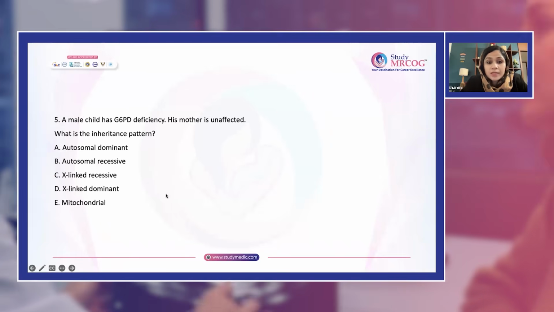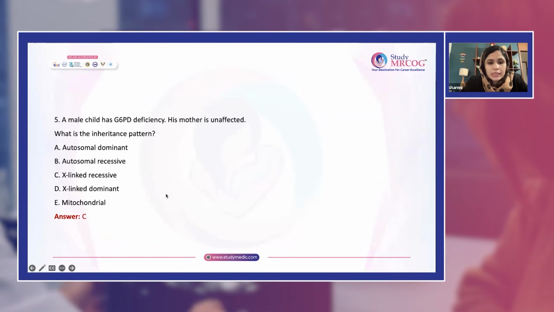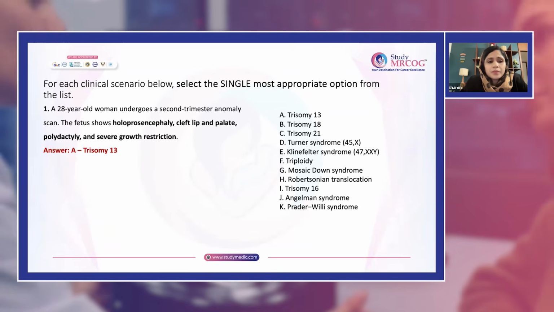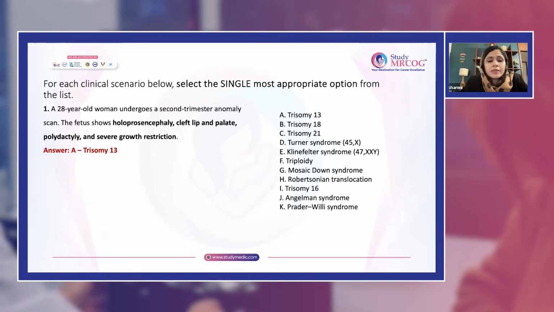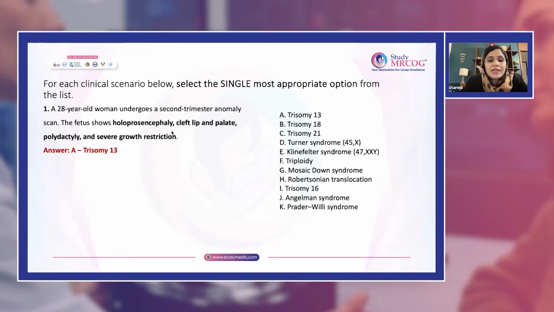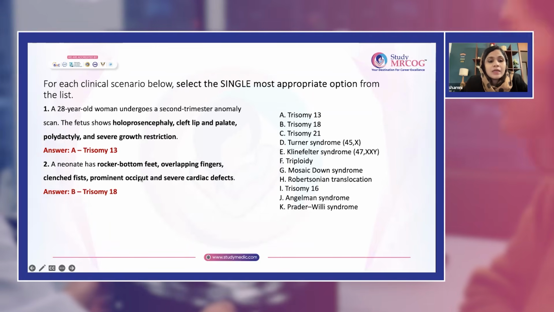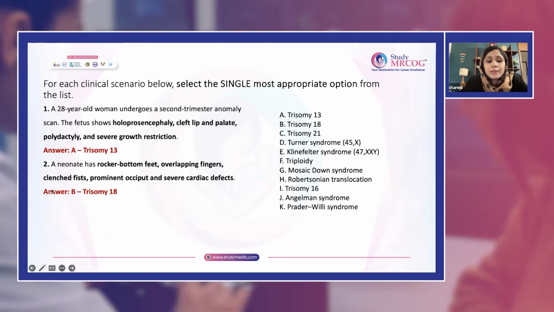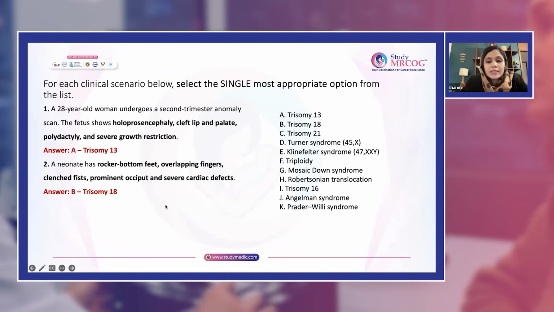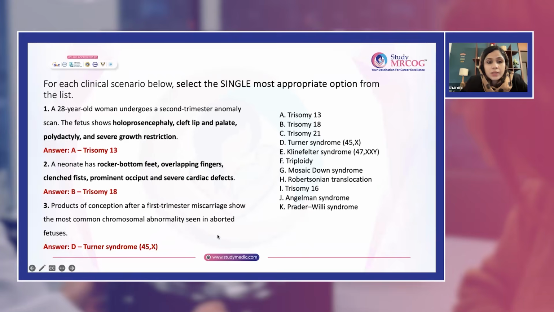A male child has G6PD deficiency. Mother is unaffected. What is the inheritance pattern? So answer is C, X-linked recessive. This is an EMQ. A 28-year-old woman undergoes a second trimester anomaly scan. Fetus shows holoprosencephaly, cleft lip, palate, polydactyly, the 7 Ps. It is Patau syndrome. A neonate has rocker bottom foot, overlapping fingers, clenched fist, prominent occiput, and severe cardiac defects. Answer is Edwards. And in products of conceptus, abortus, the most common is Turner.